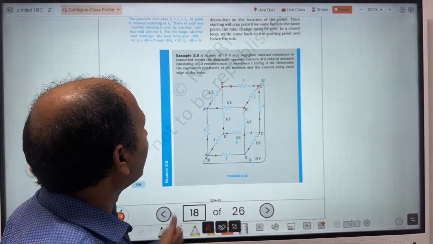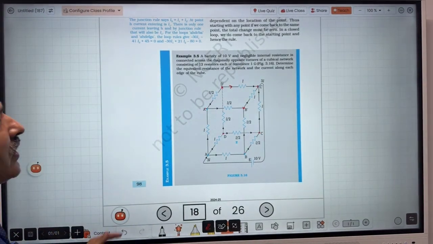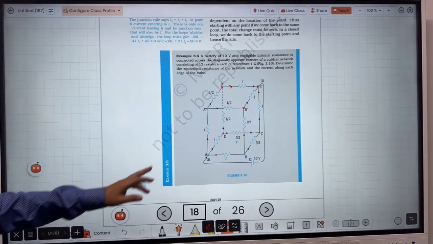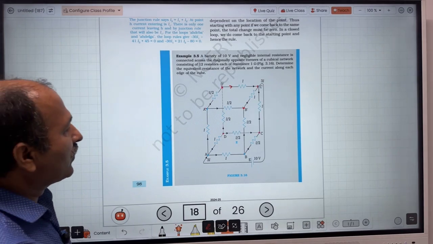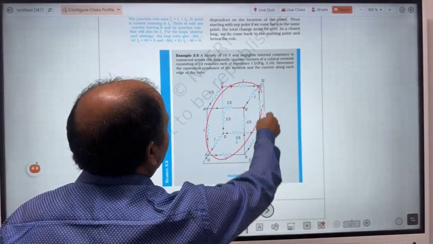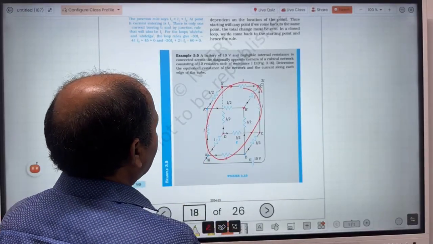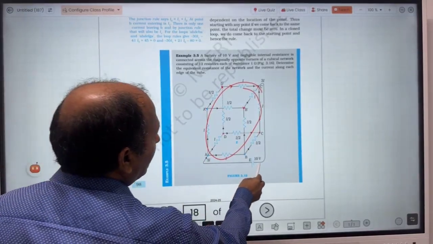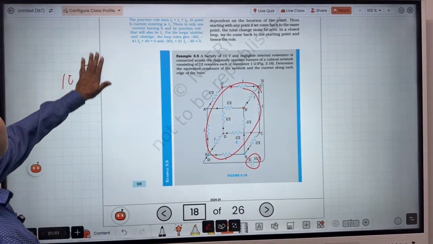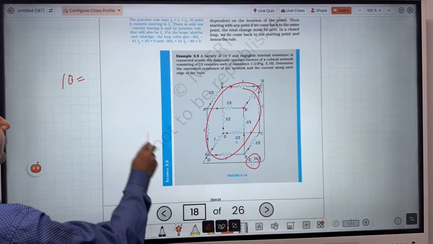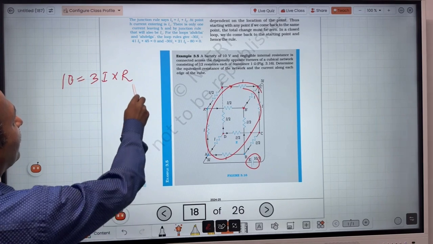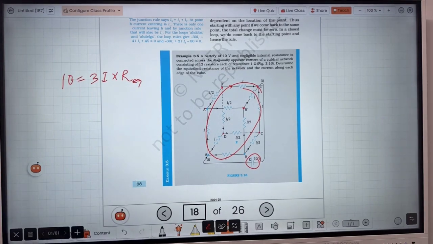So the circuit is analyzed. Now our question is, what is the value of I and what is the equivalent resistance of this figure? So very simple thing. Let's take the equivalent resistance of all this as capital R, and we assume that 3I current is entering through this battery of 10 volt. So we write the equation: 10 equal to 3I times R equivalent.